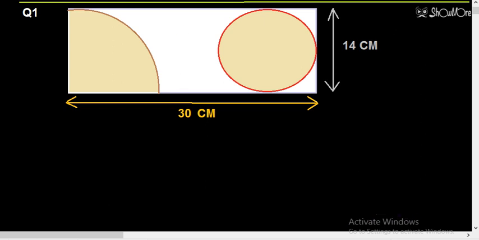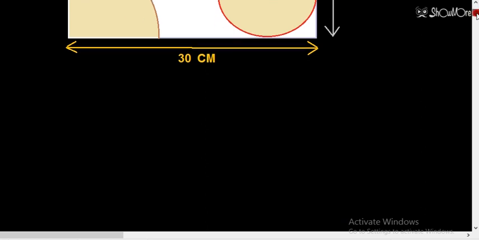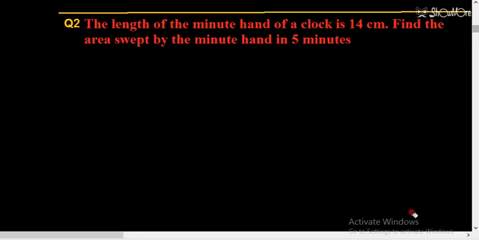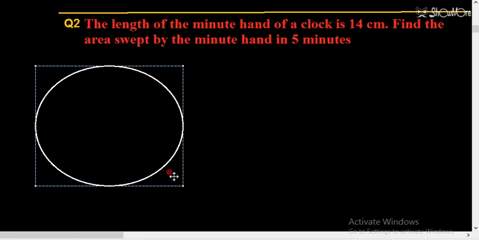Now see the second one. The second question is: the length of the minute hand of a clock is 14 centimeter, and we have to find the area swept by the minute hand in 5 minutes. So this is another important question. So let me show you the clock.